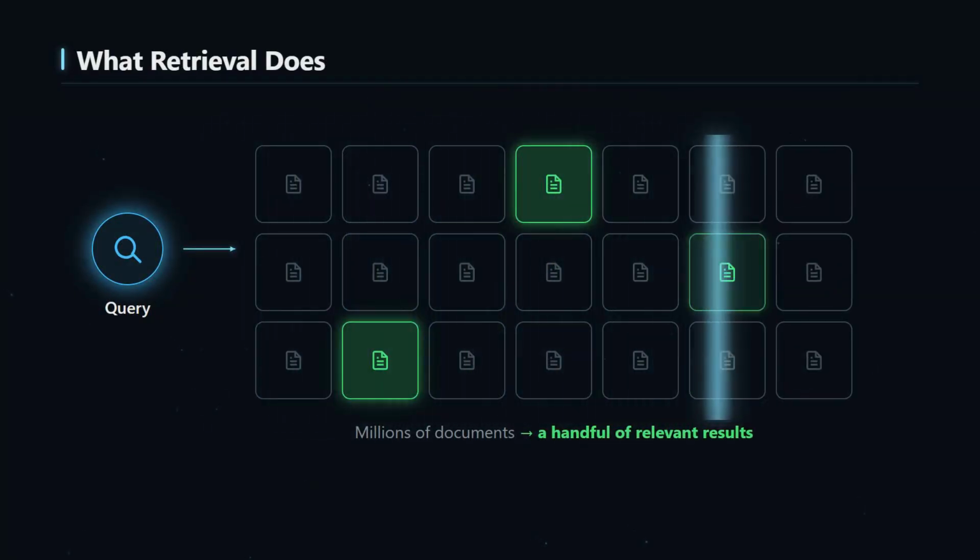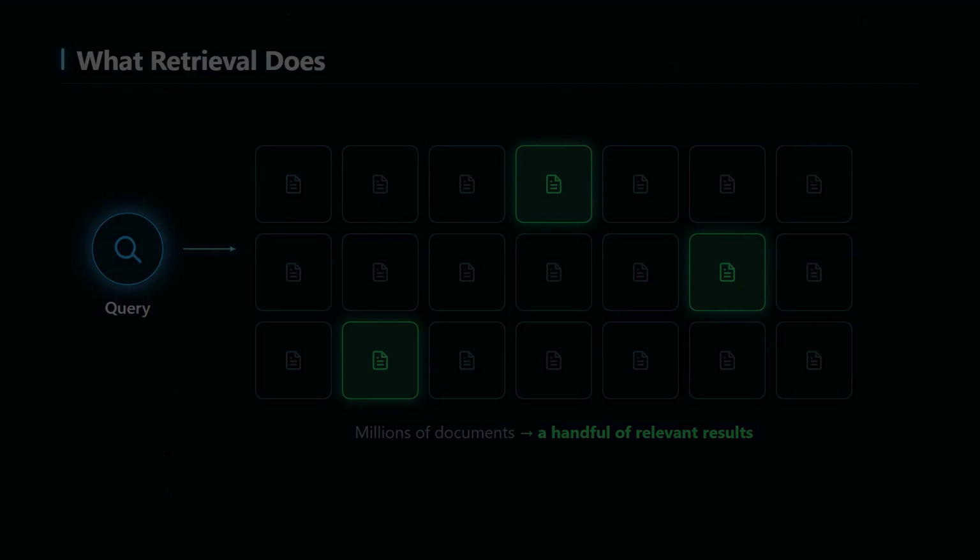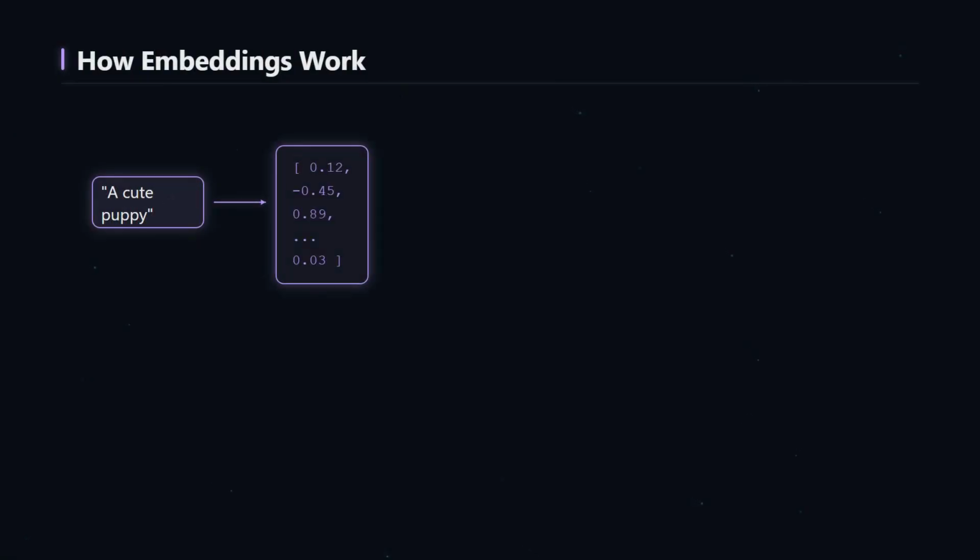Retrieval is the search step. Given a question, the system looks through a large collection of documents and pulls out the small handful that are actually relevant, out of possibly millions, in a fraction of a second. To search by meaning instead of exact keywords, we turn text into numbers. An embedding model converts a sentence into a long list of numbers, a vector, positioned in space so that sentences with similar meaning land close together, and unrelated ones land far apart.